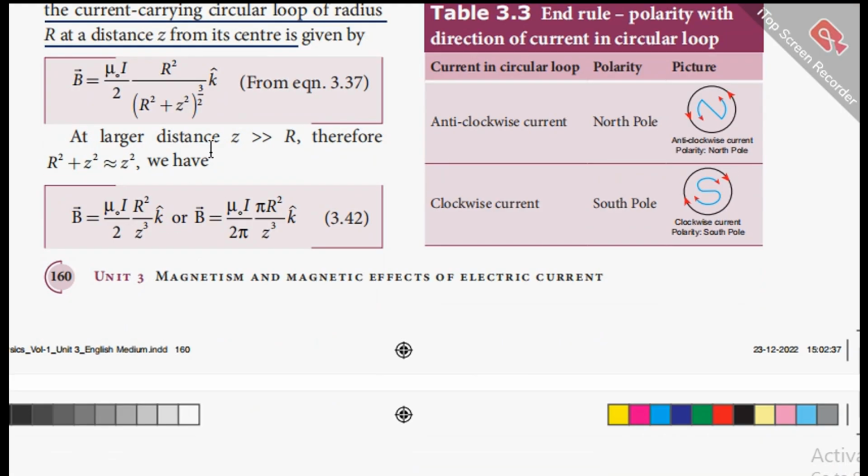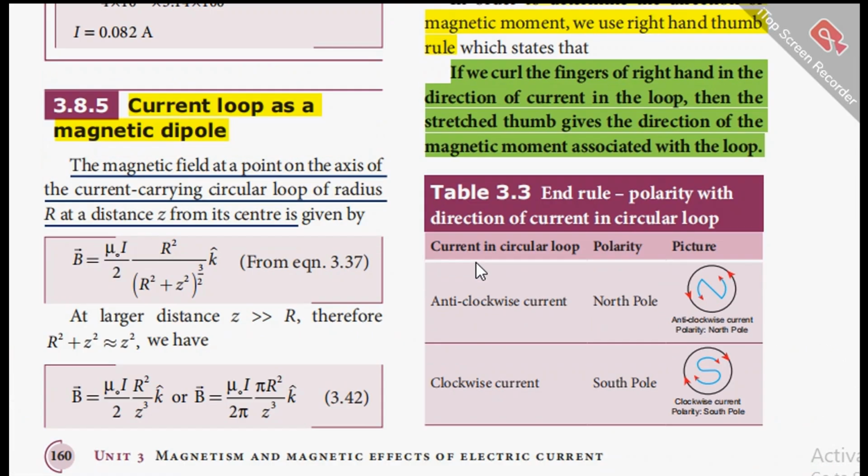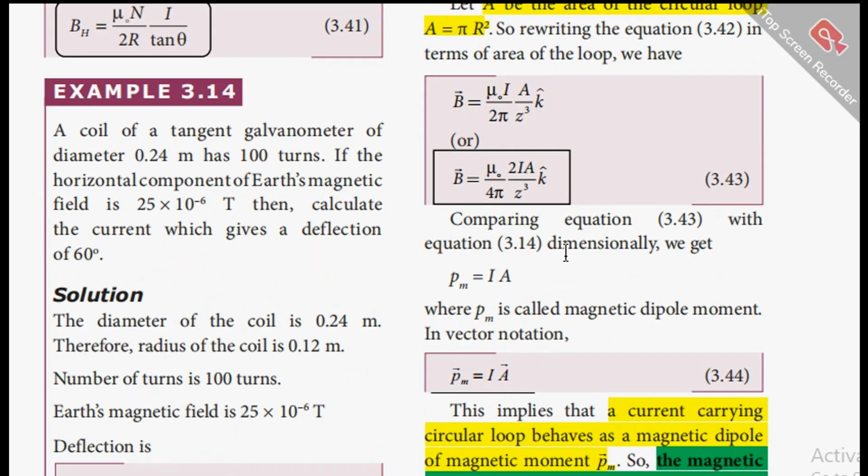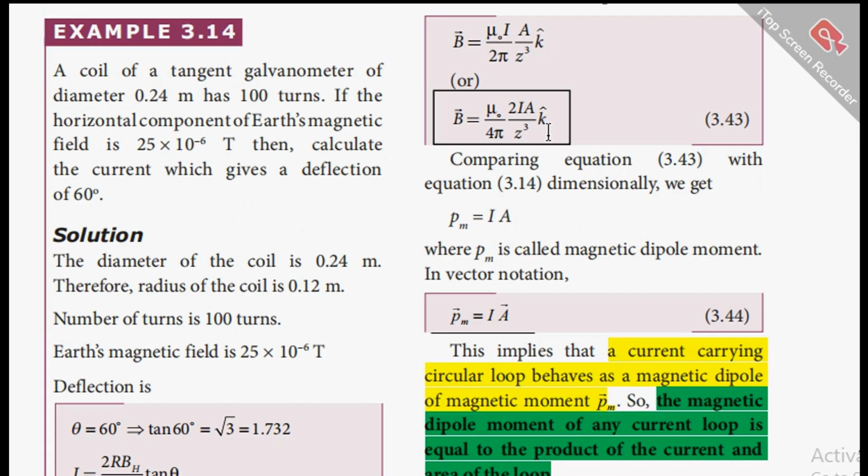At larger distances, z is very much greater than r, therefore r square plus z square can be written approximately as z square. So we have B equal to mu naught I r square by 2 z cube k unit vector, or B equal to mu naught I pi r square by 2 pi z cube k unit vector. If A is the area of the circular loop, given by pi r square, then rewriting equation 3.42 in terms of the area of the loop, we have equation 3.43, B equal to mu naught 2 I A by 4 pi z cube k unit vector.